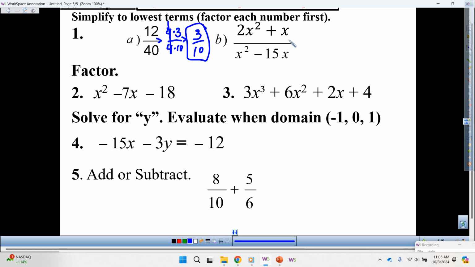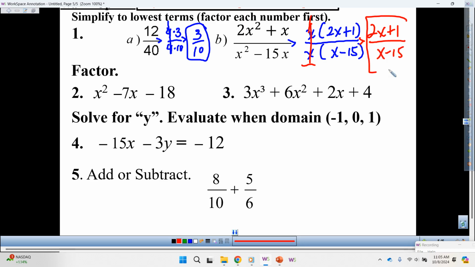Number 1B. Factor completely. Let me go with the numerator first. GCF for this one is x. We're left with 2x plus 1. GCF for the denominator is x. We're left with x minus 15. So what's the same for our giant 1, x and x? That leaves us with 2x plus 1 over x minus 15. Hands up if you got something like that. Some of us, yes? All right, good.